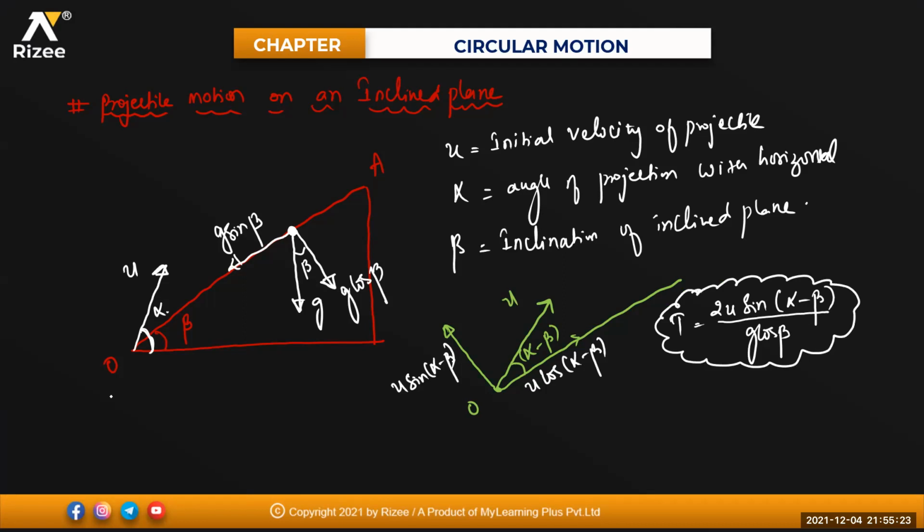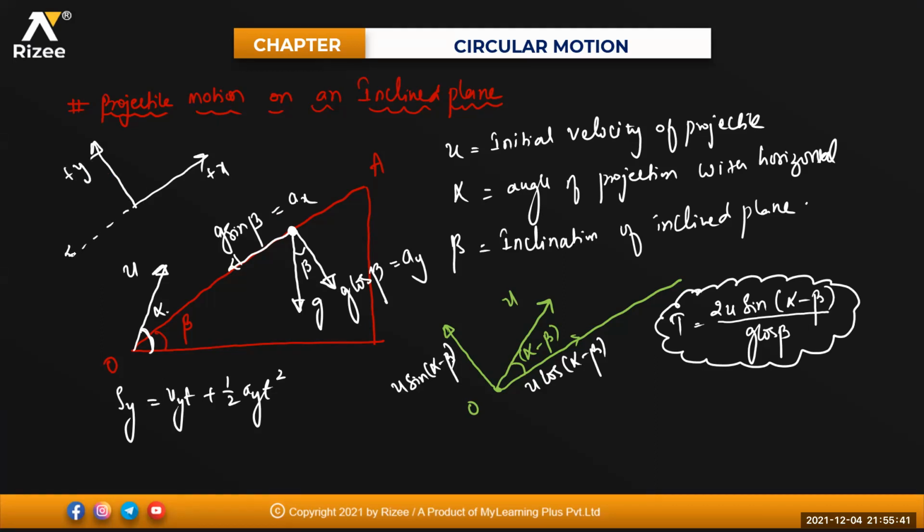If you need the proof, you can directly do it from this. Sy is equal to uy into t plus half ay t square, beta. This is your ay and this will be your ax. In this direction we take positive, in this direction I'll take positive y. So in this direction, if it is coming, this will become minus x. The downward direction will be minus y. So ay will become how much, beta? Negative. Sy will be equal to 0 for the projectile.